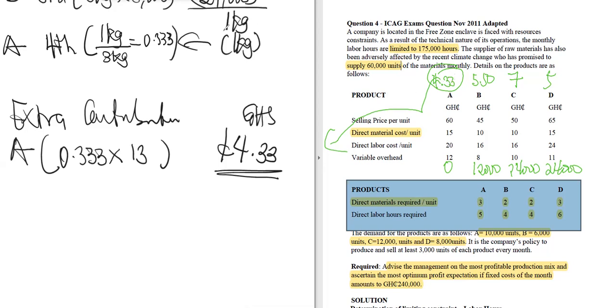So instead of going through the process I went through to get the shadow price, you can just look at the one you can't produce most of, or the one that whatever will be left you use to produce, and then the contribution per limiting factor for that particular product becomes the shadow price. So you see I've still got a 4.33 for A to still be the shadow price. So instead of going through this long process, you can just take the contribution per limiting factor of product A to be your shadow price.